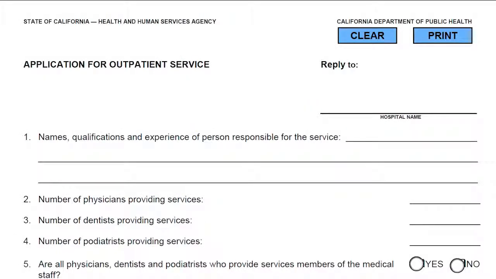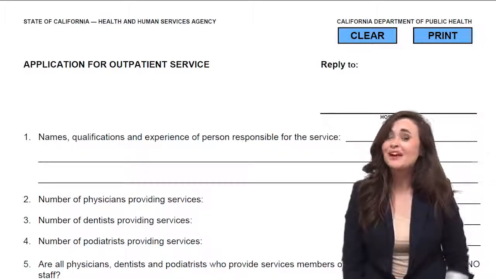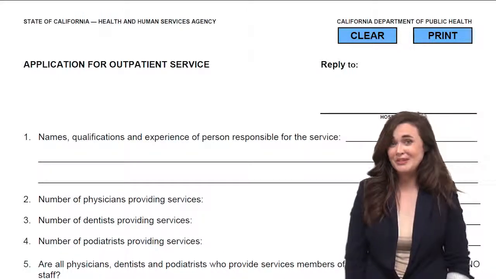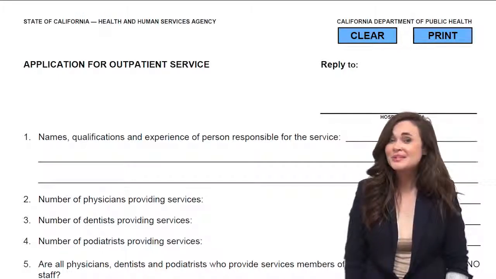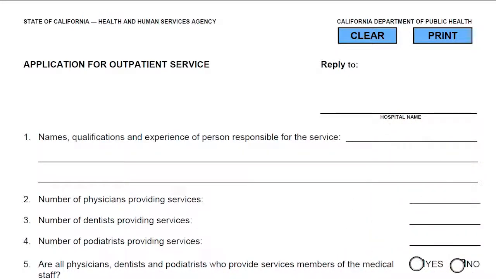This form is used when hospitals would like to license a new outpatient service. Tip time! This form follows the regulations listed in Title 22. It is a wonderful resource to use to help figure out how to best fill out this form. For the first portion, please make sure that the person responsible for the service meets the regulatory requirements outlined in Title 22 to oversee the service.